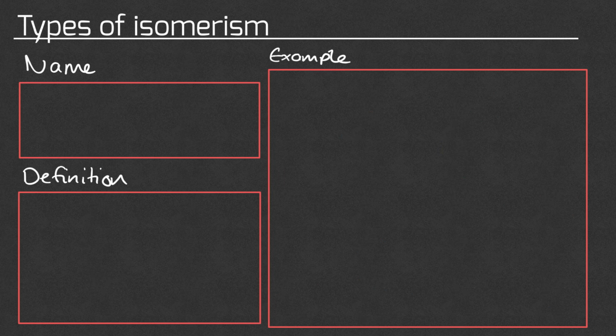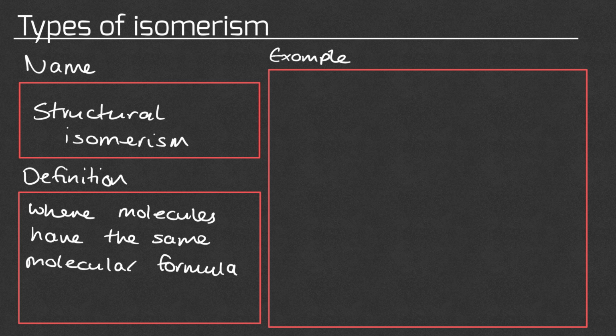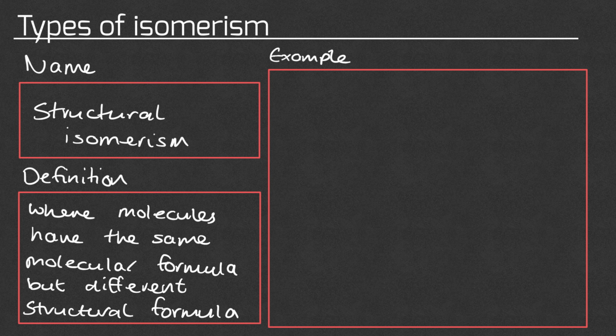We're now going to look at different types of isomerism. Again, like we did with the functional groups, we'll go through them all in one go first, and then we'll look at specific examples of each afterwards. The first type of isomerism we're going to look at is called structural isomerism. This is where molecules have the same molecular formula but different structural formulas.